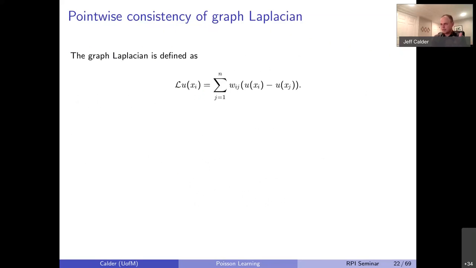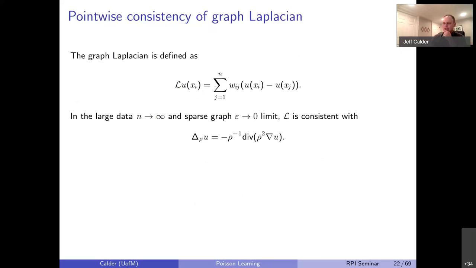So here's the graph Laplacian from earlier. It's well known by now that in the large data limit and the sparse graph limit, so take n to infinity and take the bandwidth of the graph to zero, the graph Laplacian is consistent with this weighted Laplace operator, where it's weighted by the density rho.